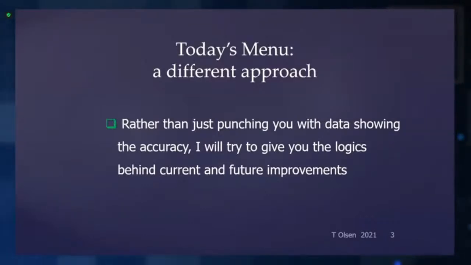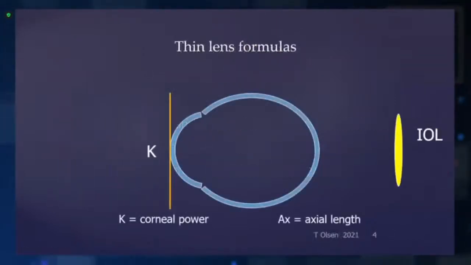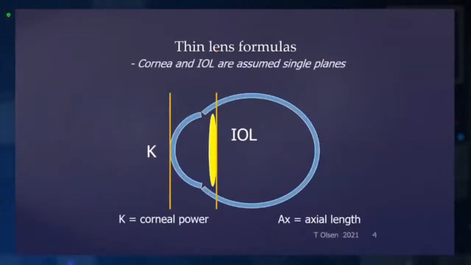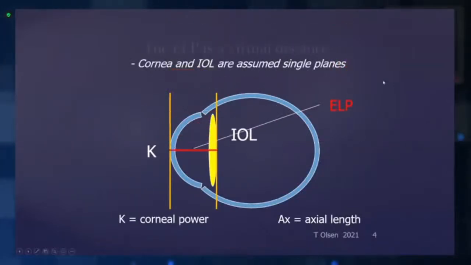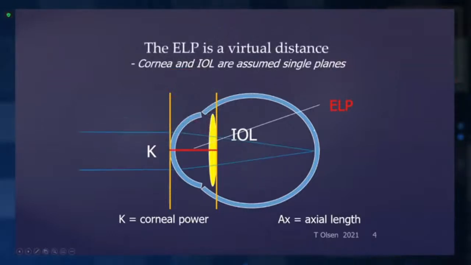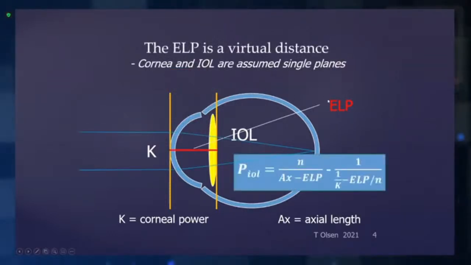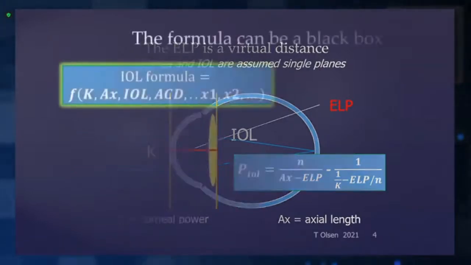So rather than just punching you with a lot of data, showing the accuracy, I will try to give you the logic behind current and future improvements. Before we do that, we have to recall how the thin lens formulas work. You have the K reading, you have an axial length, and then you have this concept called the estimated lens plane. And from that, you can calculate the IOL power in the eye. It seems quite simple, but as we all know, there are some unknowns in this formula that really make it tricky, not just like that.